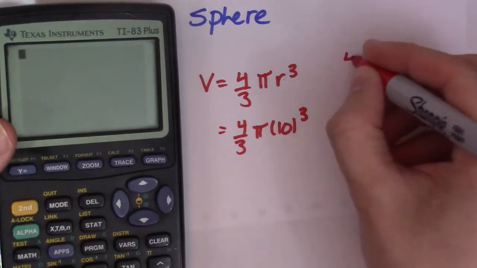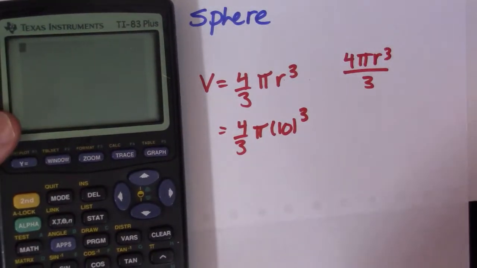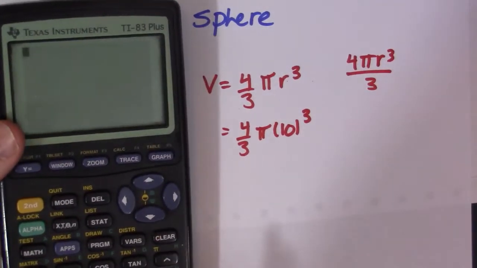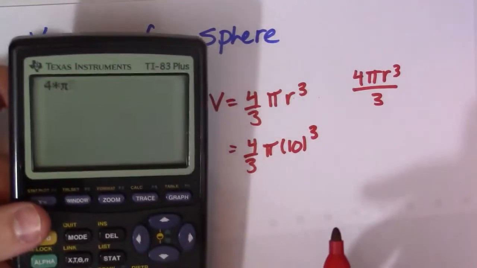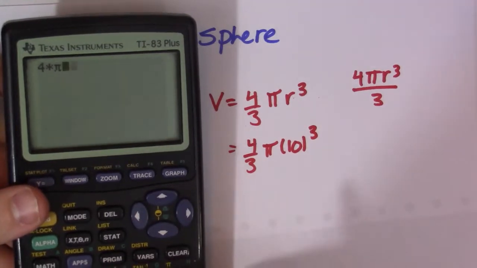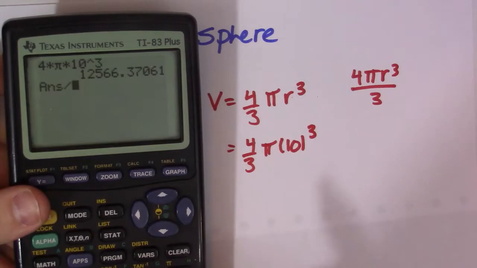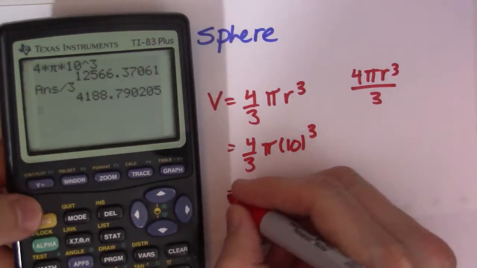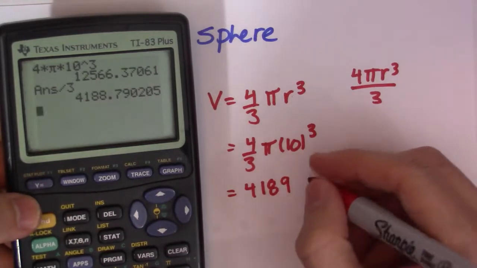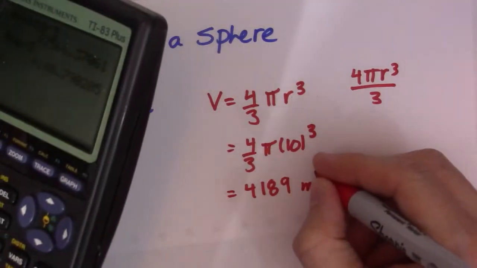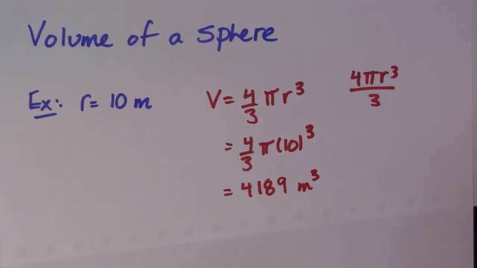Some of them like to write it like this, and that's perfectly fair. Doesn't matter, really. So 4 times pi, I'm going to use the pi button on my calculator. If you don't have one, use 3.14, times 10 cubed. And that gives me that number, then I divide it by 3. So it gives me 4,188.79, and that's meters cubed. And guys, that is as simple as it gets.